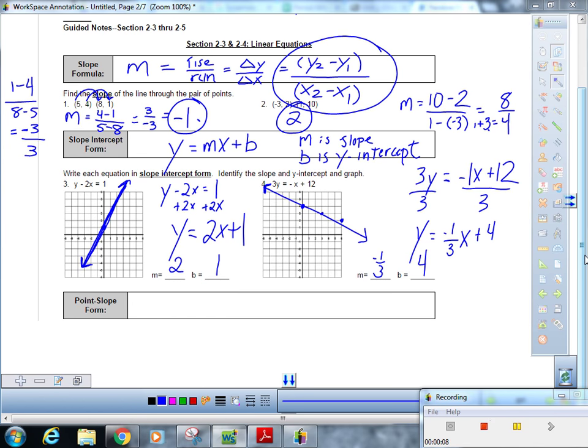Okay, so point slope form. That's just a different way to write a line. If you know a point on the line and the slope of the line, then you can write it as y minus y1 is equal to m times x minus x1, where m is the slope and x1 comma y1 is a point on the line.